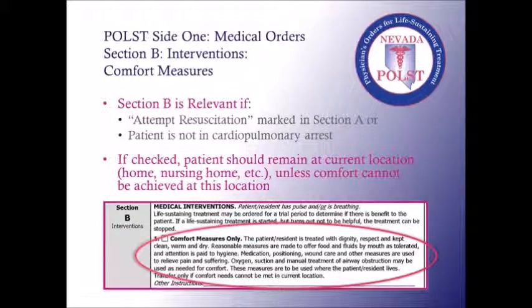Section B becomes relevant if in section A attempt resuscitation was marked or the patient is not in cardiopulmonary arrest. If section B is checked and relevant, then the patient should remain at that current location, whether it be their home, nursing home, any facility, etc., unless, of course, comfort measures cannot be achieved at that location, and then a discussion could ensue as to the best location for that patient to receive their wishes.